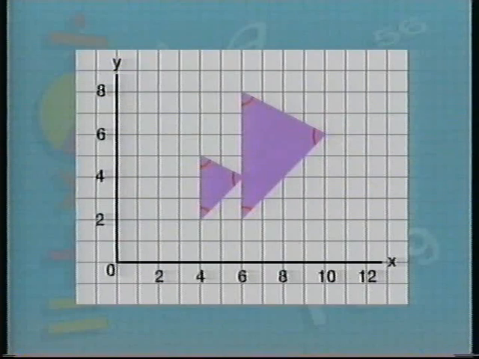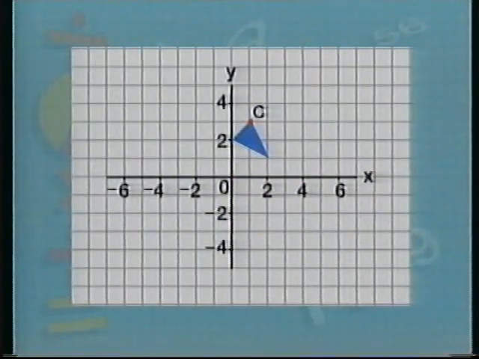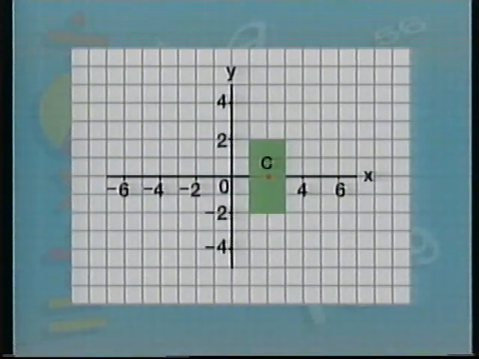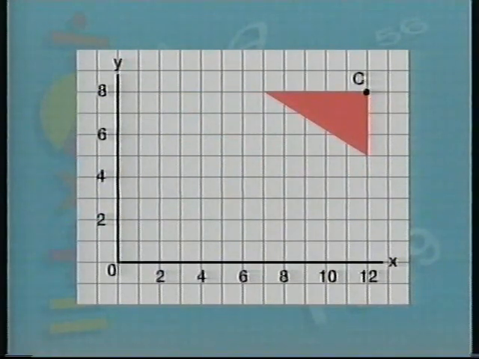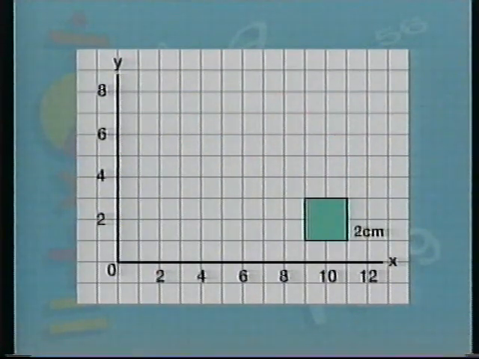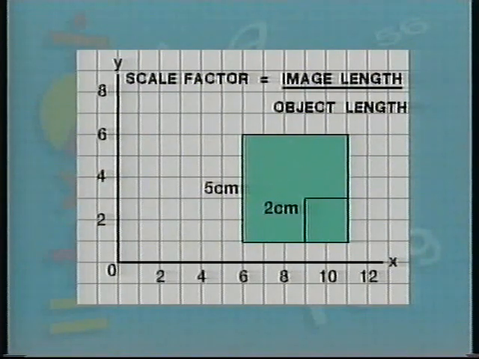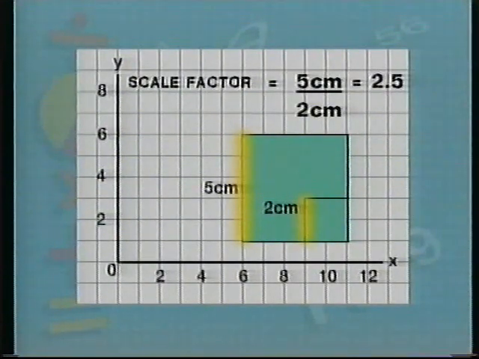Notice that the angles are exactly the same size. The centre of enlargement doesn't have to be outside the shape. It could be on it, or it could be in it. A scale factor can also be less than 1 to give a smaller shape. You can work out the scale factor from an enlargement by measuring corresponding lengths and using this formula. Scale factor equals image length over object length. So, in this case, the scale factor is 2.5.